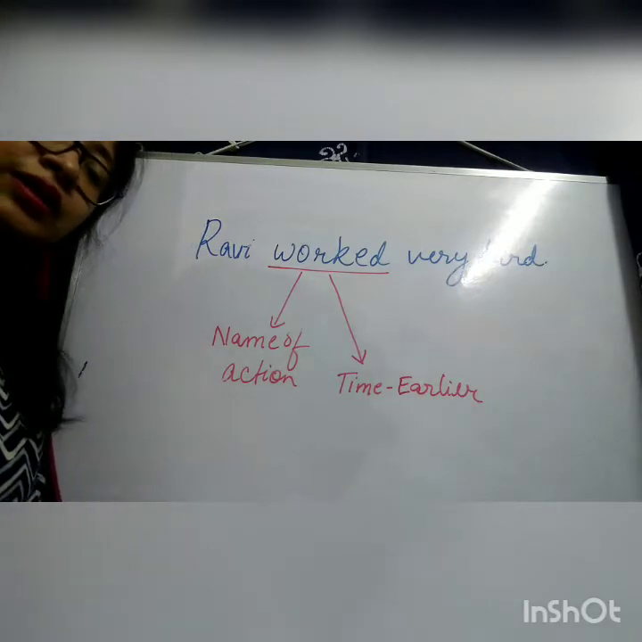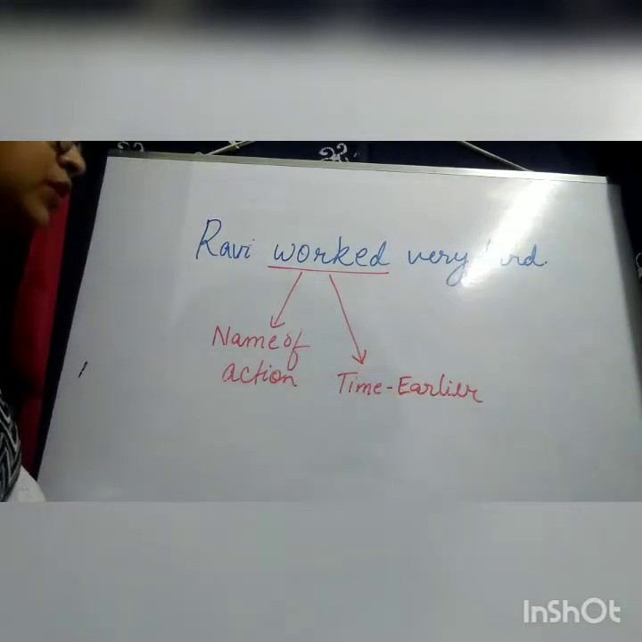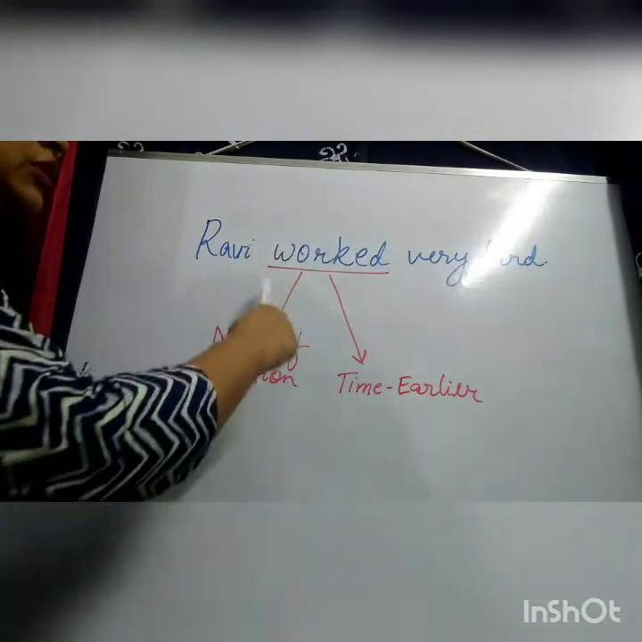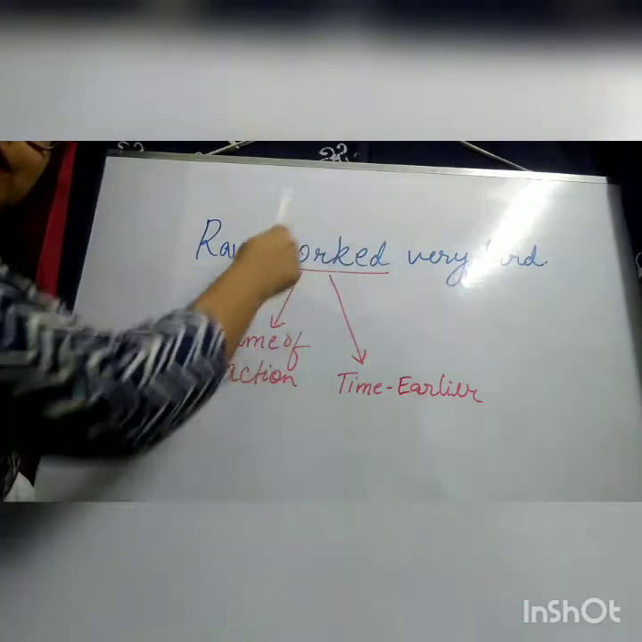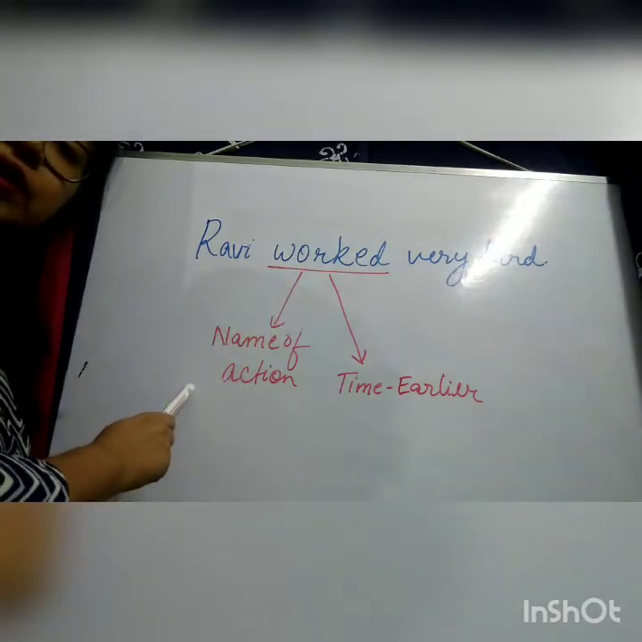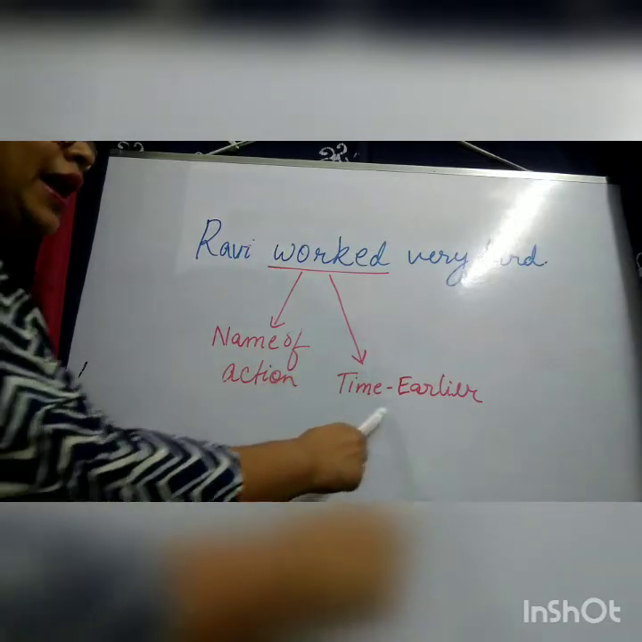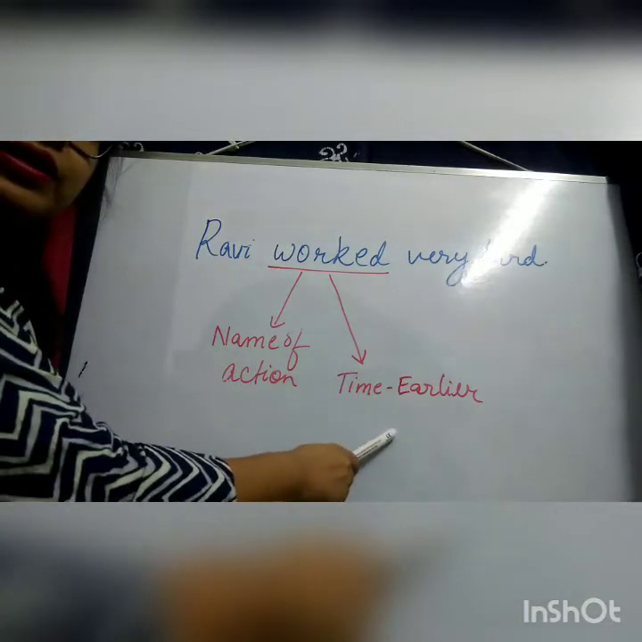Now let us take a look at this third sentence. Ravi worked very hard. So what has happened over here? The word work has become worked over here. What again does it reveal? Again, it reveals the name of the action. And this time it tells us that the action happened at an earlier time.